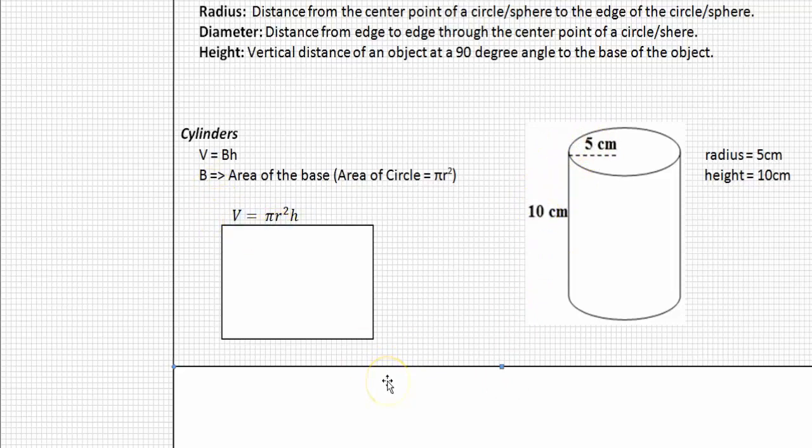This is also a really good review of the substitution method. We've talked about that a lot in our Algebra Connections book, substitution of values. So you're substituting in 5 for the radius and 10 for the height, and then following order of operations. Like I said, you can pause the video here, do your calculations, and then resume the video when you're ready to compare with me.